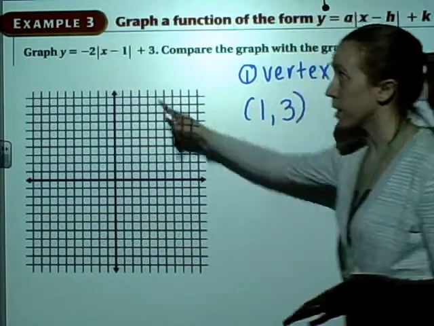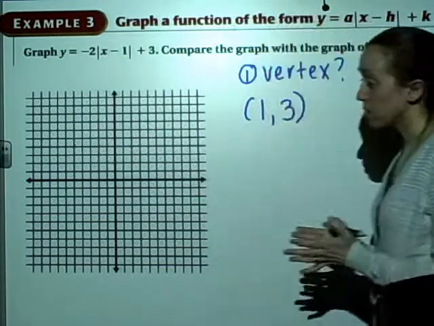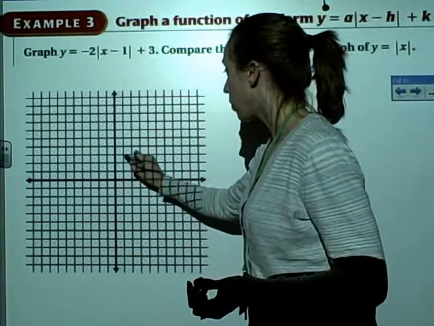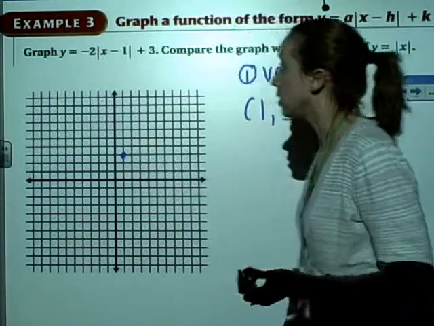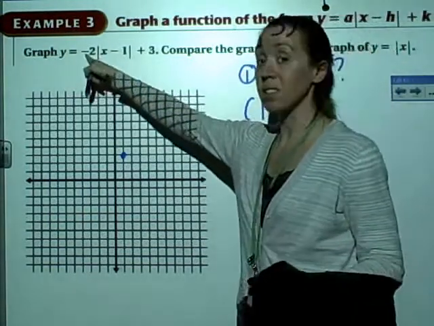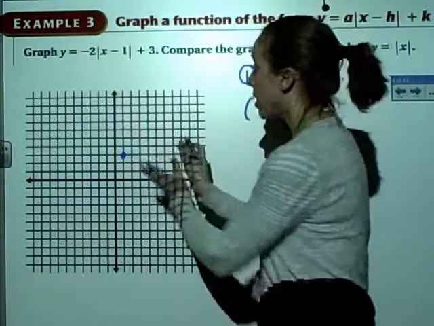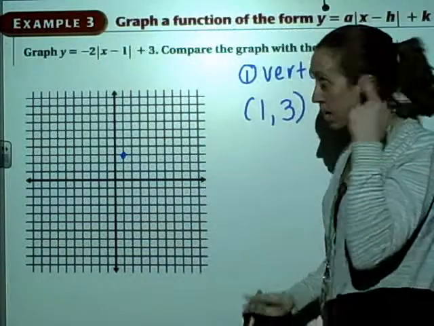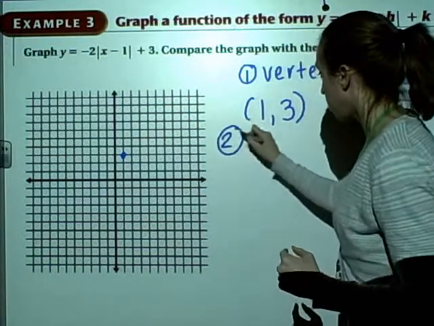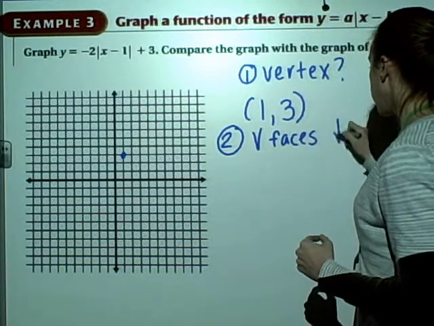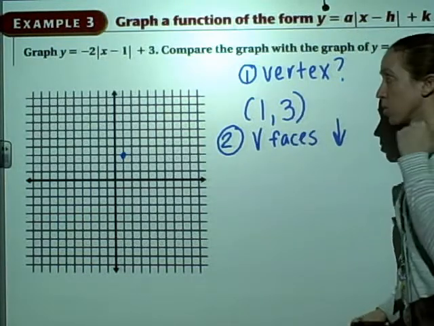We don't worry about the -2 yet. That gives me my shape. So my vertex is at 1, 3. That's where my function is starting. Now, I know that this is negative. So I know my v is not going to face up. It's going to face down. I can plan on that. So v faces down. It's good to keep that in mind, just so you make sure.